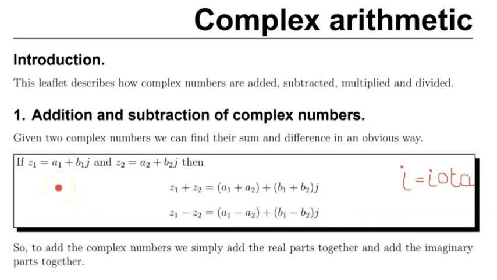Now, if you want to add complex numbers, it's very simple. You just go for the real number, which is A, with another real number, which is these A's, and you just add these two. And then you just add the imaginary numbers, B1 and B2. And this is how you do the addition. Subtraction is again very simple. Z1 minus Z2. So you subtract the real parts, and you subtract the imaginary parts, and that's how it works.